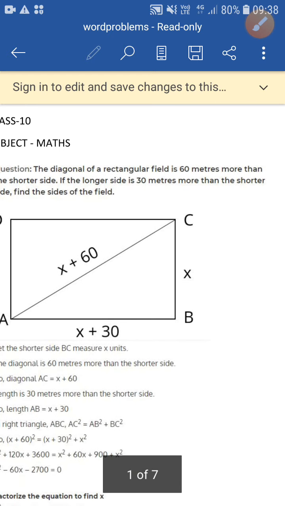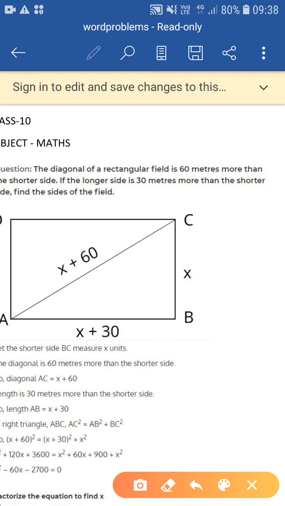So we can see that here we need to find the dimensions of the rectangle, and the diagonal is given in terms of the shorter side, that is breadth. It is 60 meters more than the shorter side, and the longer side is also given in terms of the shorter side. So let us take the shorter side to be x units. It will be very easy to write the diagonal and the longer side in terms of it.